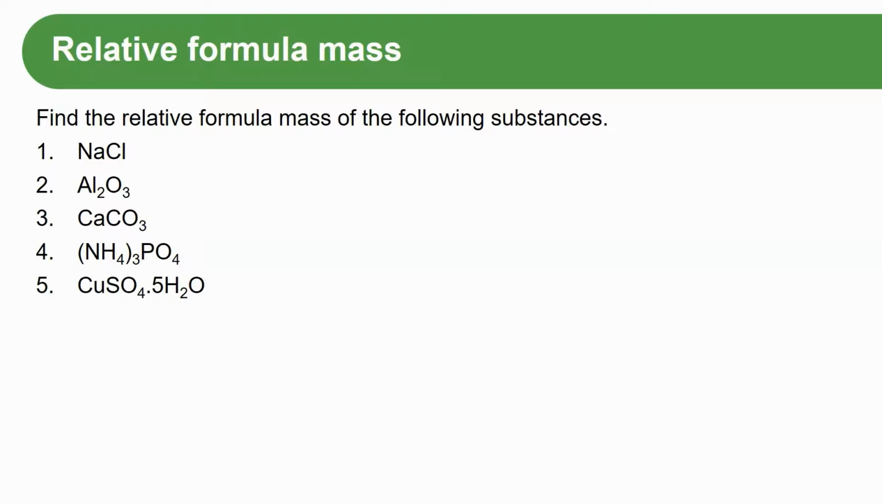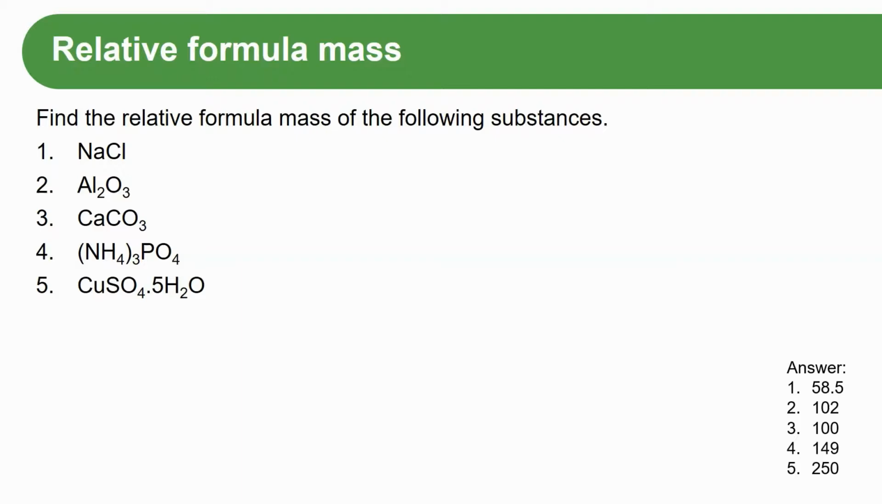Next is relative formula mass. This is mainly for ionic compounds. For this exercise, I would like you to use the periodic table to find the relative atomic mass by yourself. Just an example for the first one, sodium chloride. Sodium has a mass of 23, chlorine has a mass of 35.5, so the relative formula mass is 58.5. Now you can pause the video for a while to complete the rest of the questions. Alright, now you may check the answers.